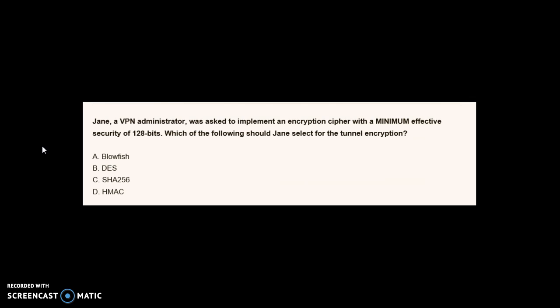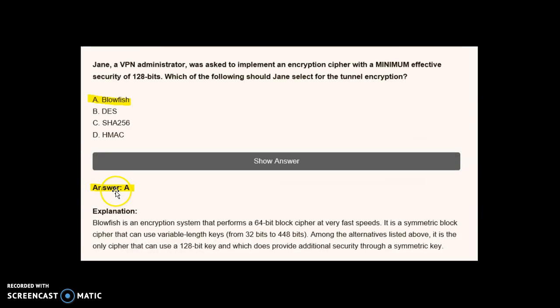Jane, a VPN administrator, was asked to implement an encryption cipher with a minimum effective security of 128 bits. Which of the following should Jane select for the tunnel encryption? Kind of talked about this earlier, actually. It's going to be A.